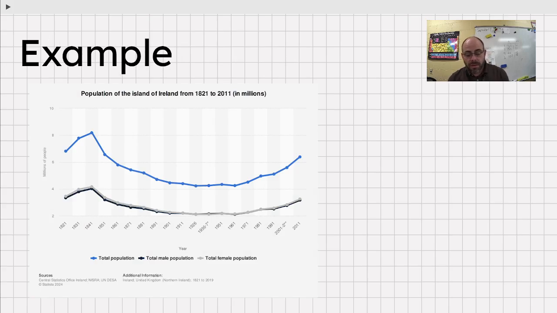Here's an example to look at. This is Ireland from 1821 to 2011. It's a pretty big margin, 190 years. What happened in Ireland in the 1840s? Well, there was something called the Irish potato famine, right? The Irish potato famine claimed at least 1 million lives of starvation, probably another million more or so to emigration, which is exiting the country.